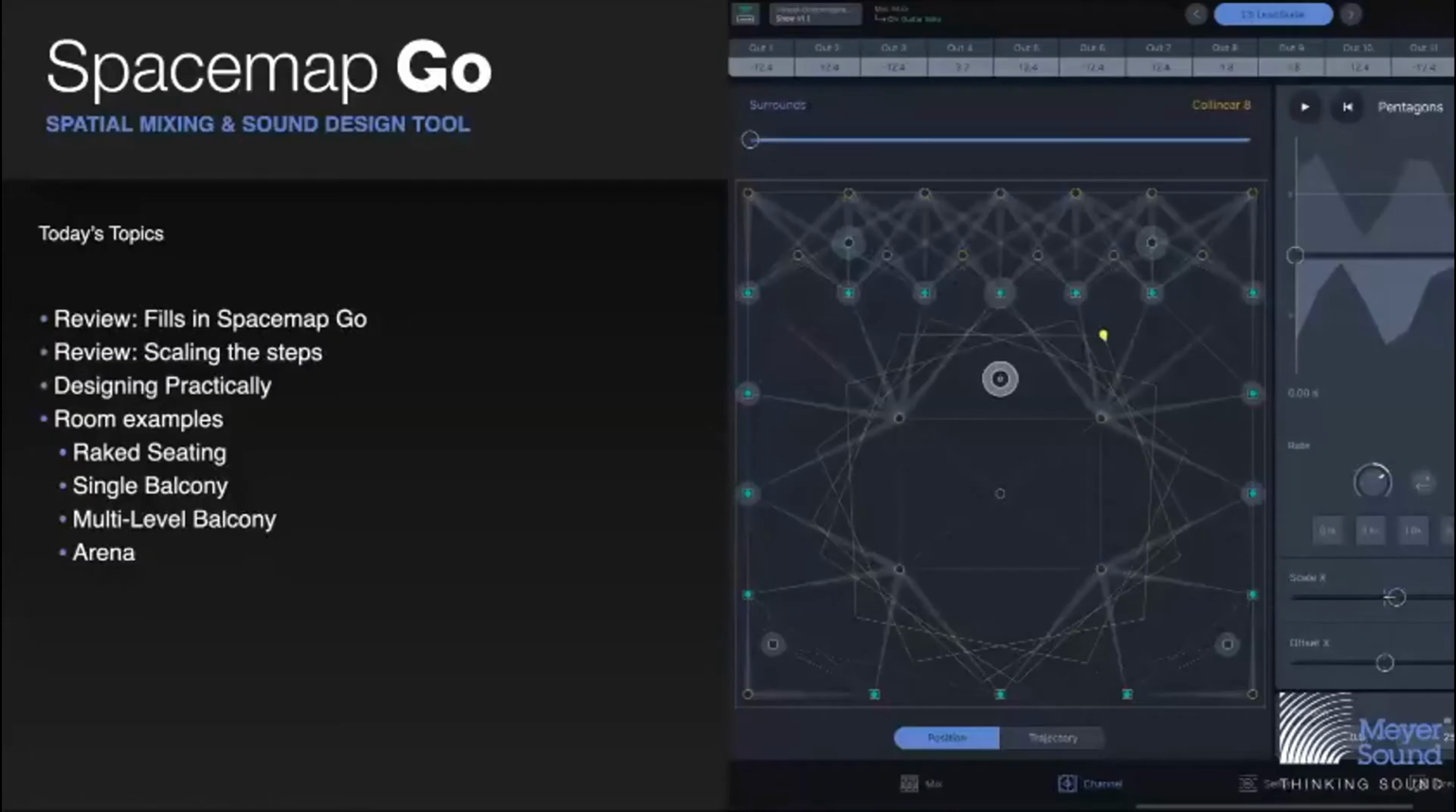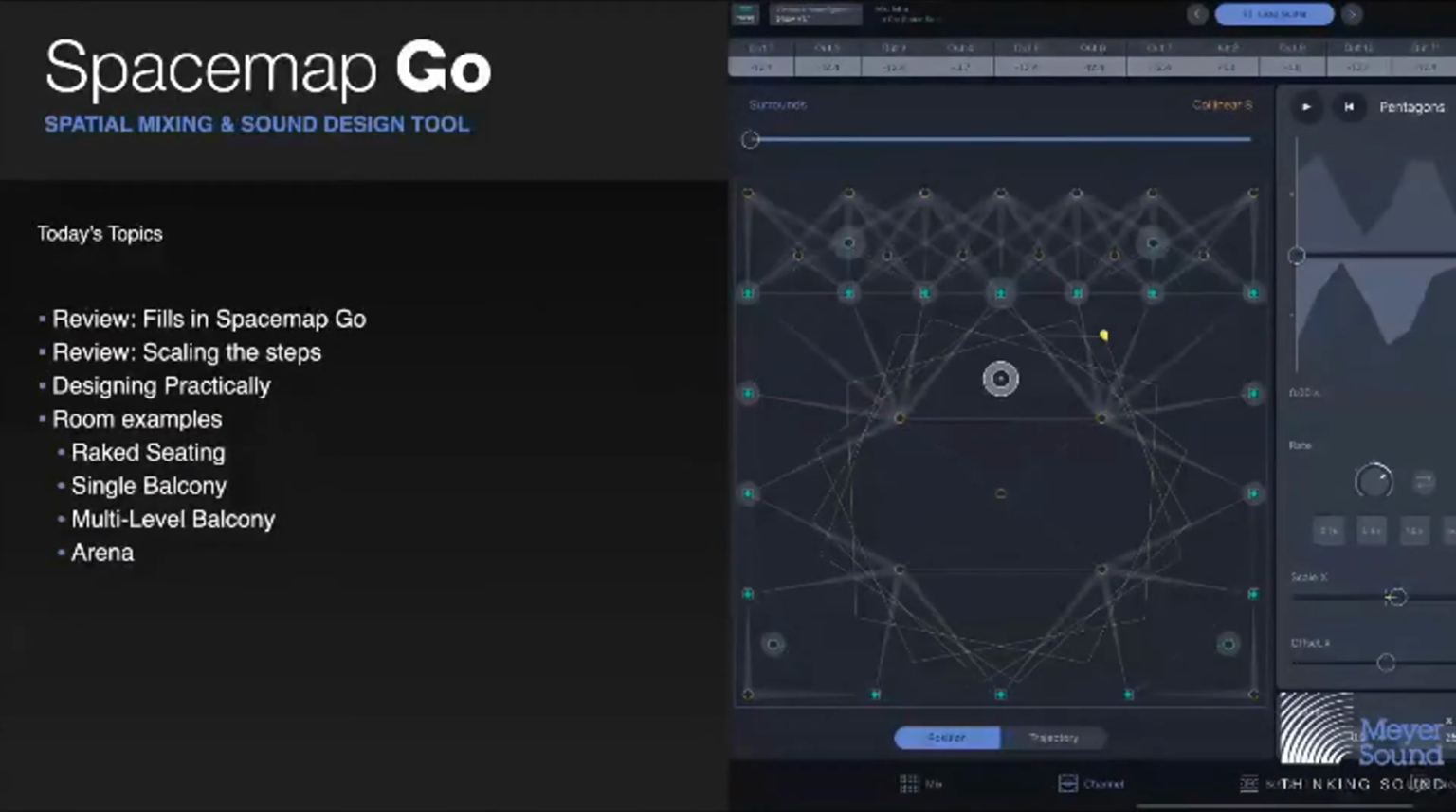And so today we're going to first review how to deal with fills and subsystems within Spacemap Go. And then we're going to continue our conversation about using Bob McCarthy's guidelines for design and scaling them to different rooms. And then in the middle of all of this, while we're talking about these different room examples, we're going to talk about designing practically. We're going to have to be making compromises. Bob and I and all of us will just talk about where we can consider making cuts to things and how we can adapt and design a system with a given loudspeaker inventory or a given budget.